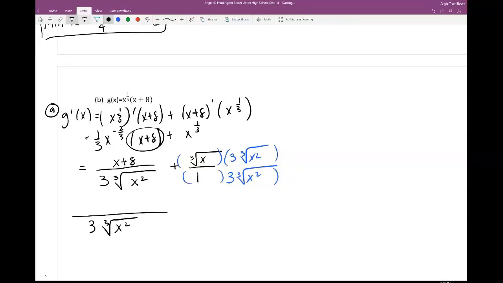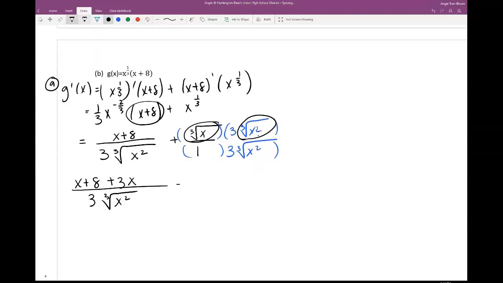Over here, I still have x plus 8. Over here, I still have a plus 3, but 3rd root of those. Now, under the radical, I have x to the 3rd, and I have 3rd root, so that will cancel out. So now I just have an x. So from here, I would now have 4x plus 8 all over 3 times 3rd root of x squared.